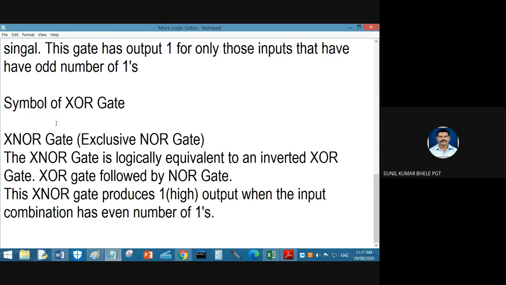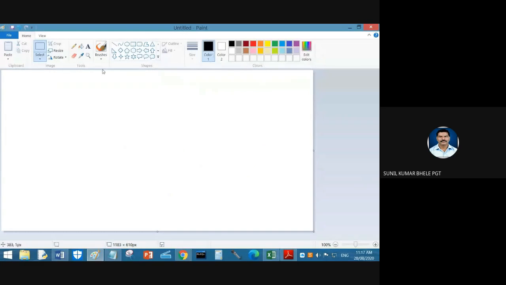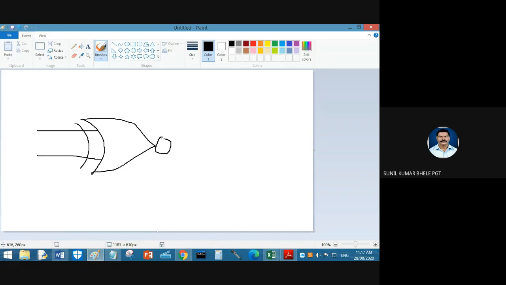So let's draw the symbol of this exclusive NOR gate. In the pen brush, I will draw this gate. You know how to draw the exclusive OR gate. This is the exclusive OR gate. Any number of inputs you can pass inside this exclusive OR gate, and one NOT symbol is there. So it becomes the exclusive NOR gate. In short, it is called XNOR.